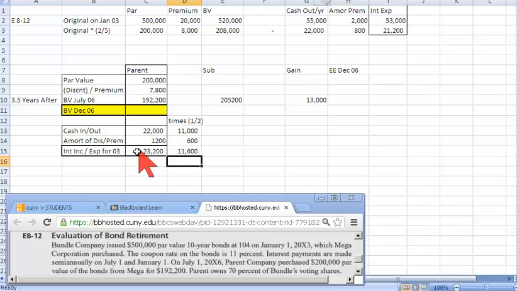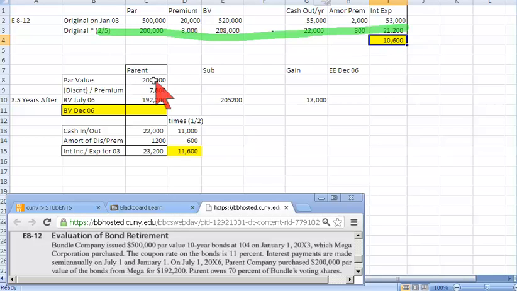So where in 1 year the parent would make 23,200 in interest income, in half a year they make 11,600. So let's highlight this box right here. Now, what's the interest expense for a half a year? Now, we said the issuing company would pay $21,200 interest expense per year. So let's divide that by half, because we need to do everything for half a year. So there's the interest expense for half a year. We're using this line because we need to keep everything in proportion with the amount we bought it for, which was 2 over 5.